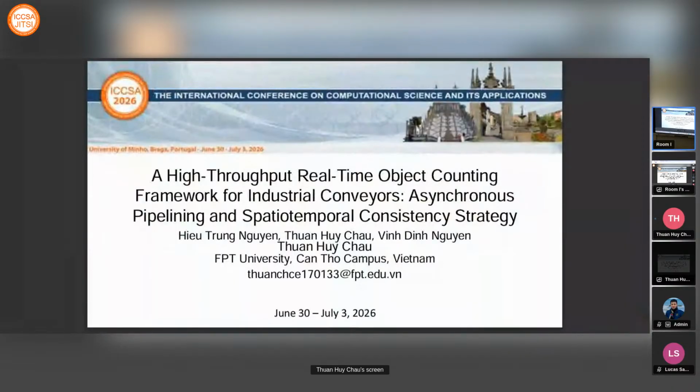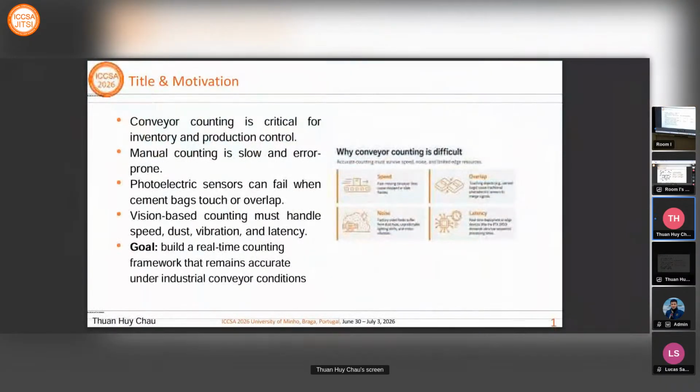Today I will present our paper titled A High-Throughput Real-Time Object Counting Framework for Industrial Conveyors. To begin with, conveyor counting is a practical but important task in industrial production. Accurate counting supports inventory control, production monitoring, and quality management. However, manual counting is slow and error-prone. Moreover, simple photoelectric sensors can fail when objects touch or overlap. Therefore, our goal is to build a vision-based counting framework that can handle speed, dust, variation, and latency at the same time.